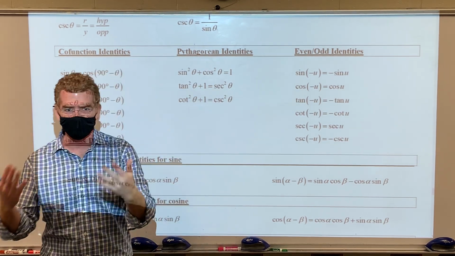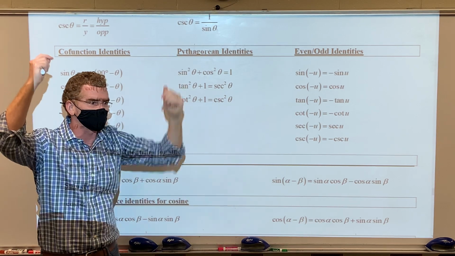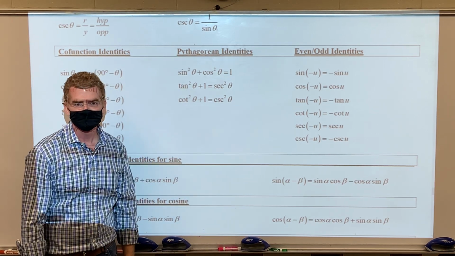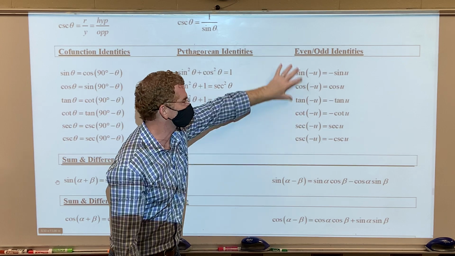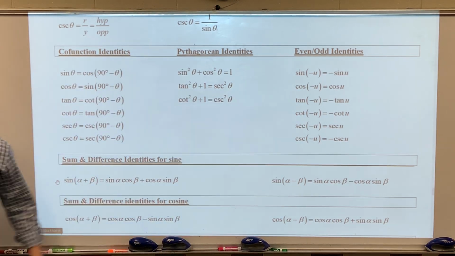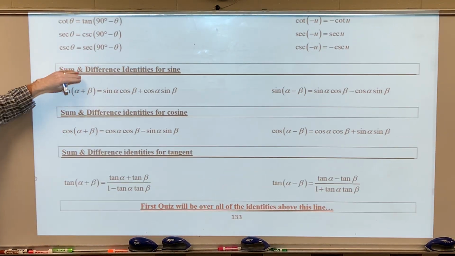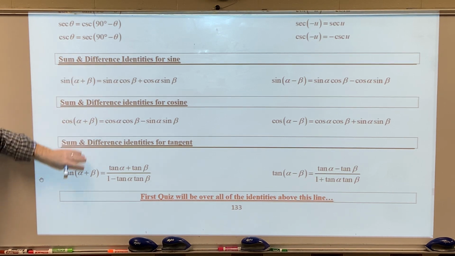And the more you do these, it'll be like a red flag that goes up and you're like, oh yeah, I can make a substitution there. And then these, even and odd identities, we've talked about as well. But today we're going to get into the alpha minus beta identities, this set of 6. And we're going to work with these.